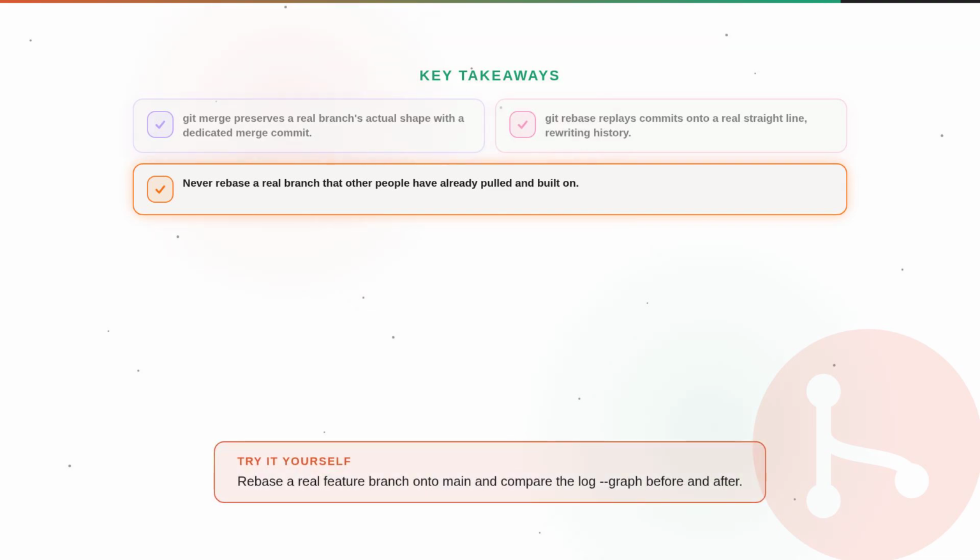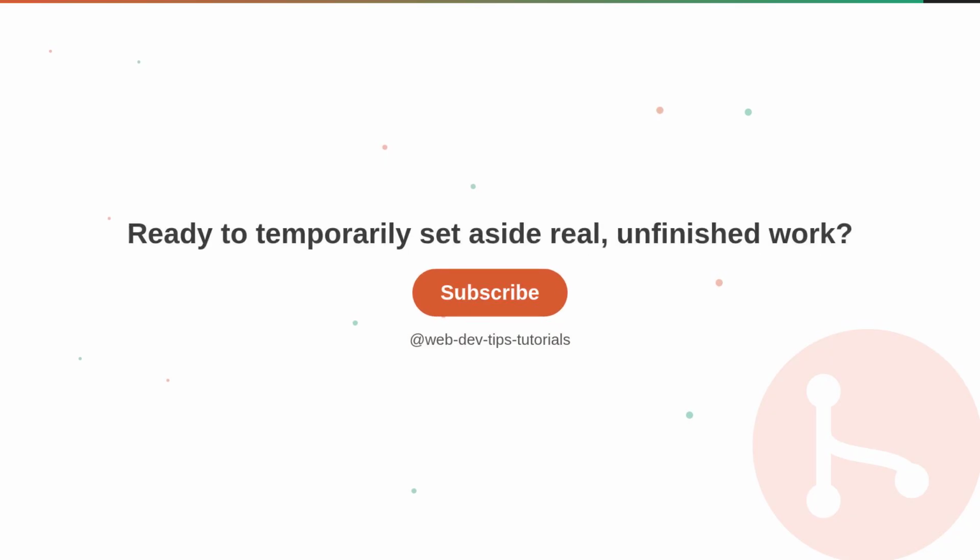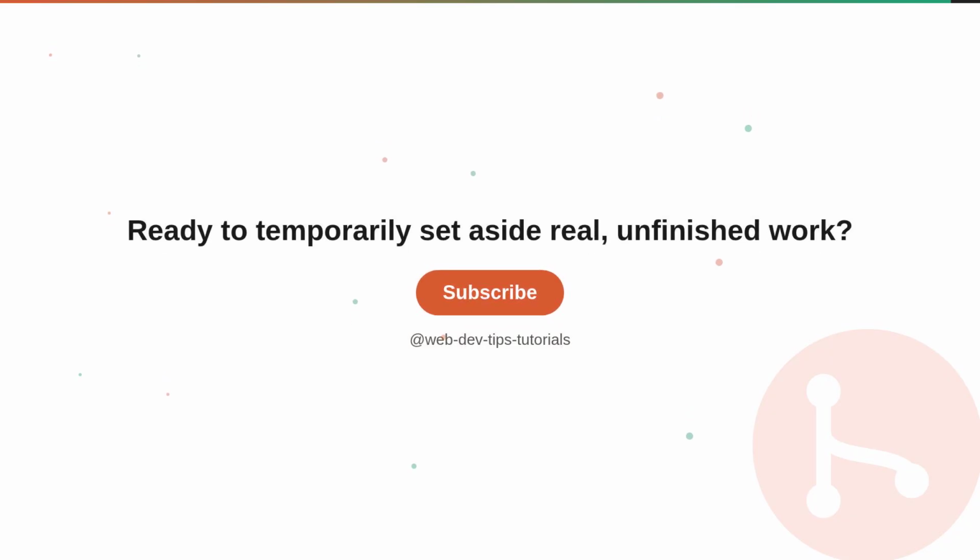Rebase a real feature branch onto main and compare the log graph before and after. Ready to temporarily set aside real, unfinished work.